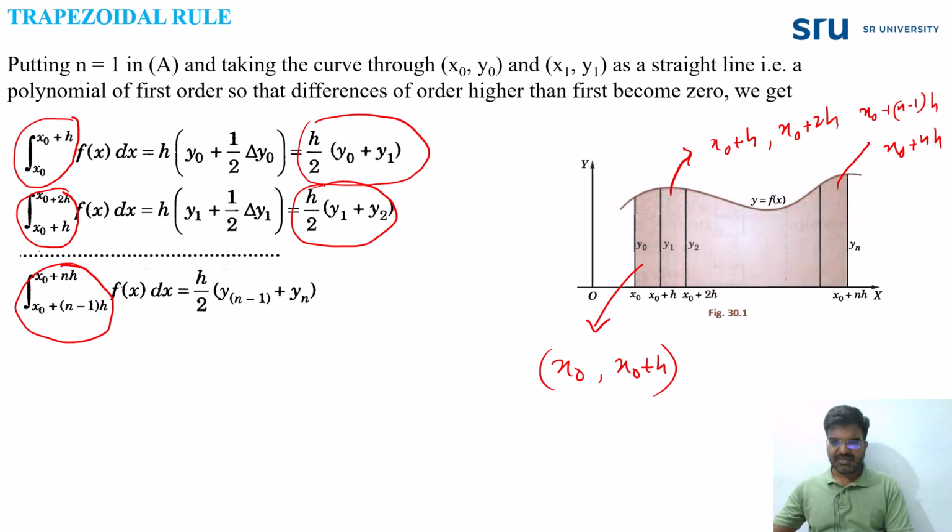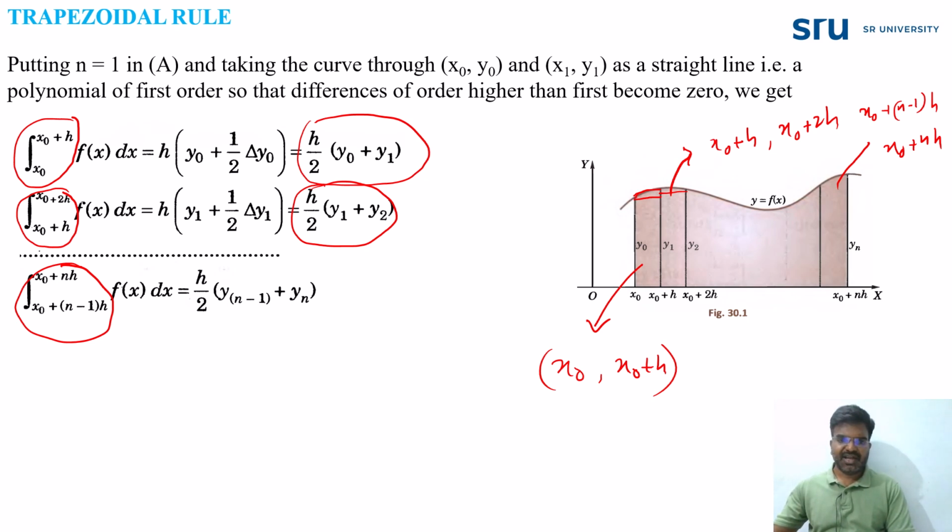See, means this part of the curve is approximated by a straight line. You are getting your straight lines. Every strip is one trapezoid area. That's why this rule is called the trapezoidal rule.